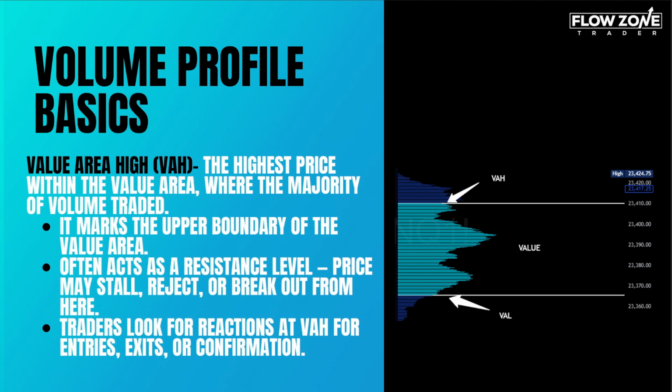This represents the highest price within the value area where the majority of volume was traded. It marks the upper boundary of the value area, that would be the white line, and it often acts as a resistance level. Price may stall there, reject there, or break out from there. Traders often look for reactions at the value area high for entries, exits, or confirmations. Again, don't worry, we're going to get into all of this later on in the video.